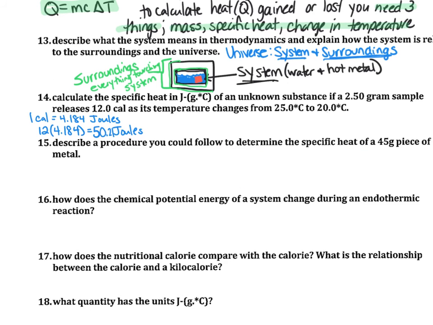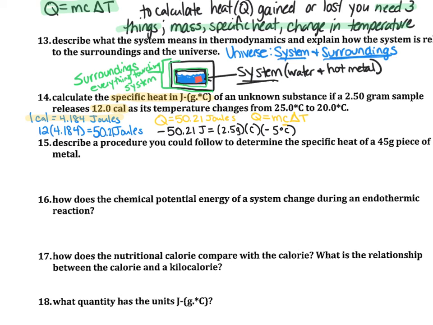So for the next problem, the first thing that I need to do is I need to take 12 calories and I need to convert it to joules, because it is asking for specific heat in joules per gram degrees Celsius. So there is 1 calorie is equal to 4.184 joules. So when I multiply that to find out how many joules I have, my Q is equal to 50.21 joules. Now I can use the equation that Q equals mass times specific heat times change in temperature to calculate my C. So I'm going to be calculating for my C right here.